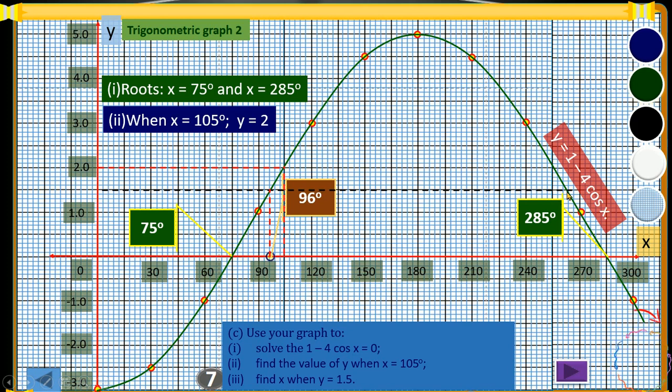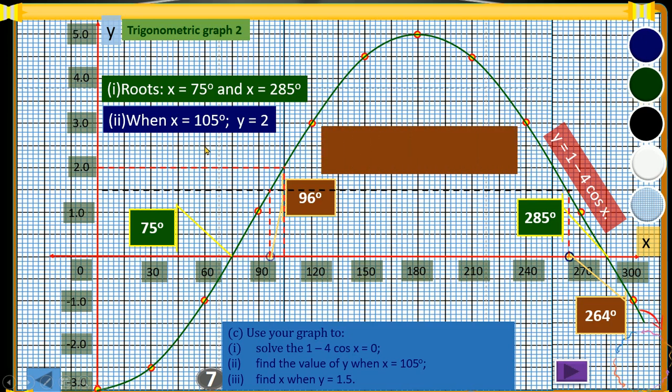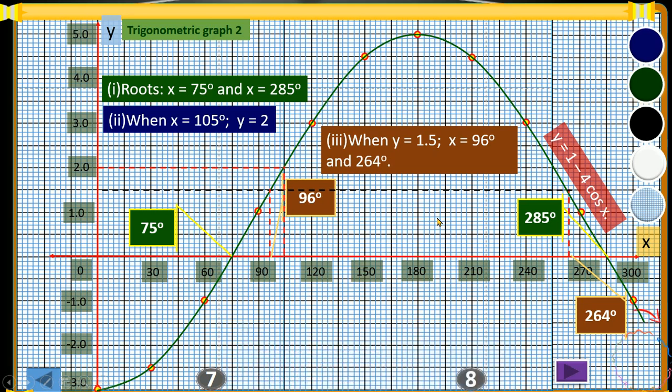Then the next point is at this point. We trace it down also. What would that give us? That will give me 270 minus 6. That will give me 264 degrees. So that means when y is 1.5, the values of x are 96 degrees and 264 degrees.